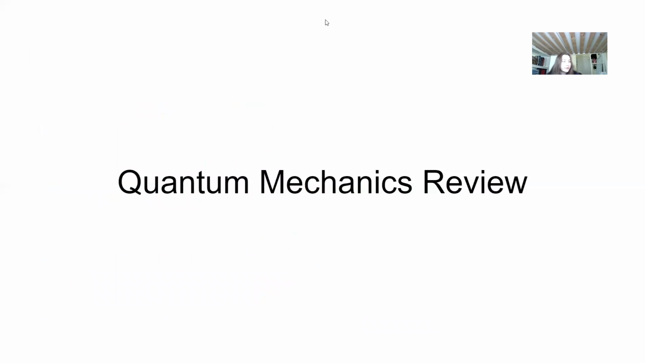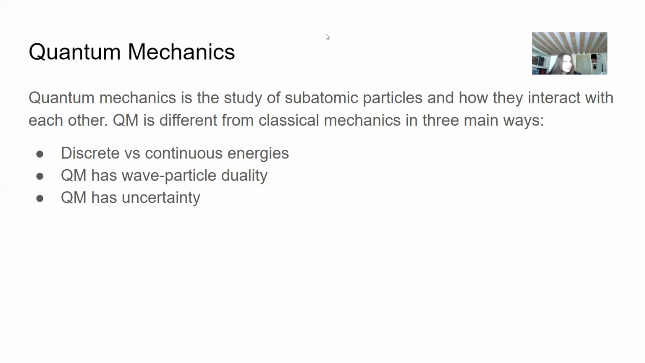So now we're going to do a review of quantum mechanics, which we covered near the beginning of the year, but we're just going to review it now. Quantum mechanics is the study of subatomic particles and how they interact with each other. Quantum mechanics is different from classical mechanics in three main ways. Classical mechanics has continuous energies, whereas quantum mechanics has discrete energies. So it can only be specific values, not just any decimal number. Quantum mechanics has wave-particle duality, meaning that particles exhibit the behavior of both particles and waves. And finally, quantum mechanics has uncertainty, which we will elaborate more on now.